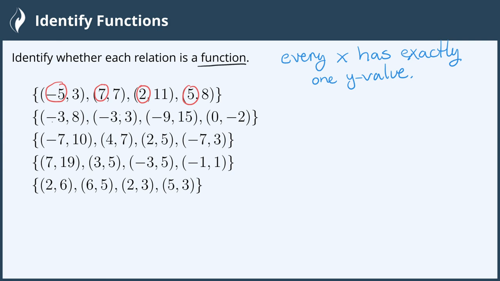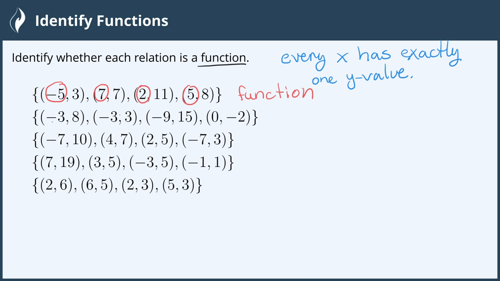The x value of -5 doesn't show up again, so it only has one y value. The 7 also doesn't show up again in the list, and the 2 and the 5 again only show up once. So this one we can say is a function because each of those x values has exactly one y value.